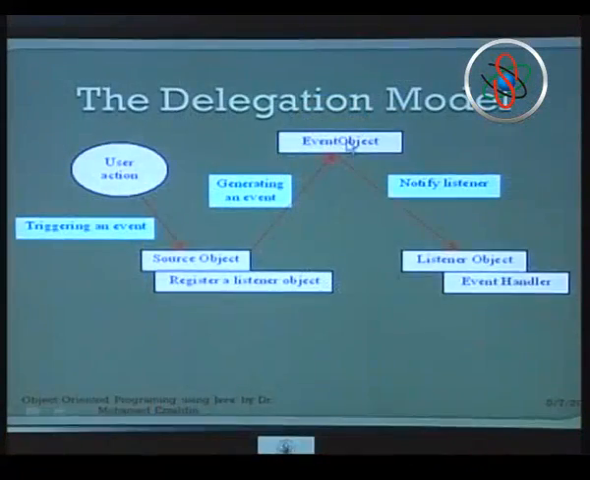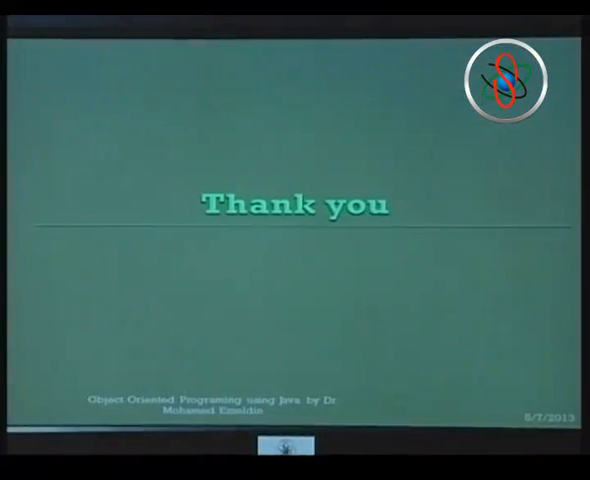After that, once the event is triggered, the source object is going to generate what we call the event object, and from the event object it is going to generate what we call the listener object and event handler, and that's all about this subject.